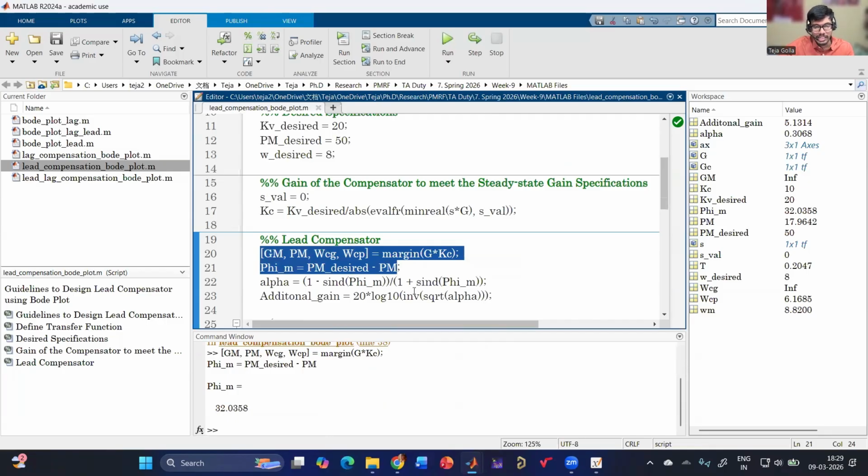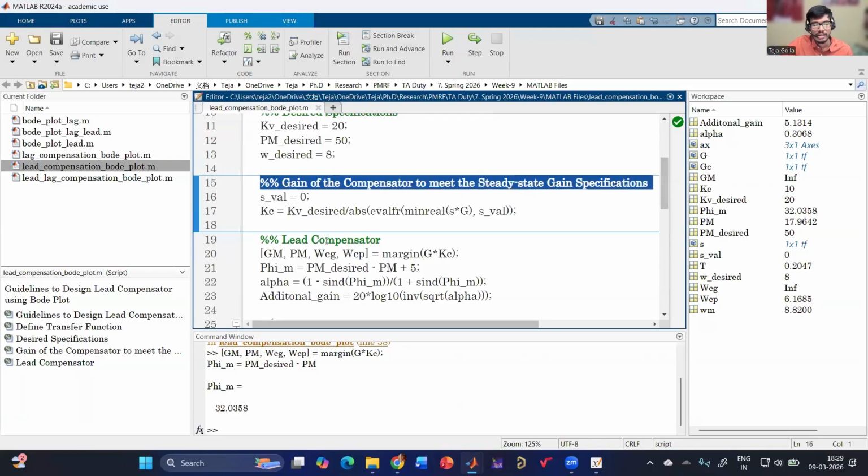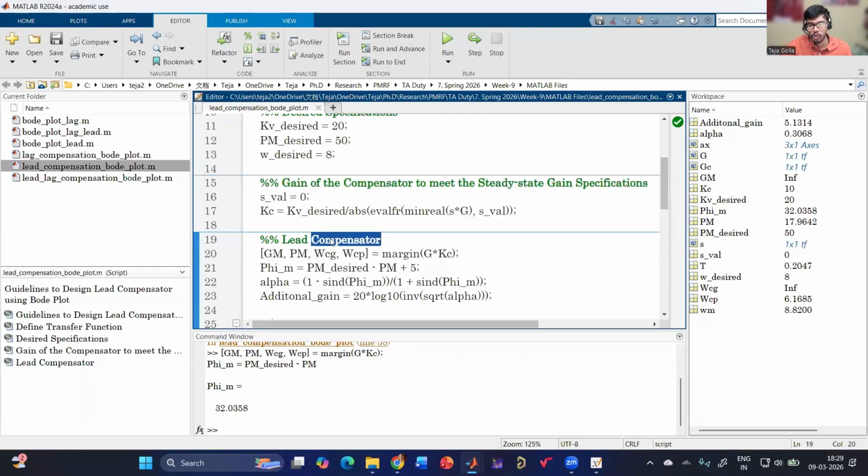But to this 32 degrees, I am adding a correction factor of 5 degrees. We can add from 5 to 10 degrees. Say 5 is not sufficient, then we'll reiterate and maybe increase to 10 degrees. So we have to do it in an iterative way. We'll design, check if it is meeting the requirements. If it is not, then we'll go back and redesign. But first we'll always design the gain of the compensator to meet the steady state. Then we'll do the lead compensator pole and zero locations.